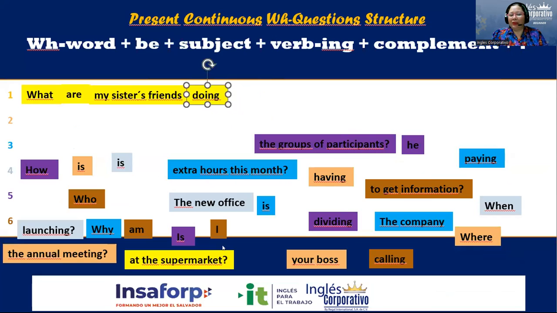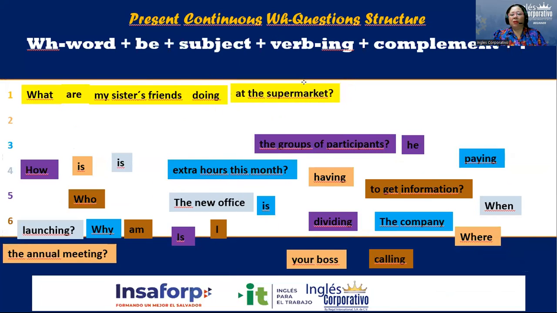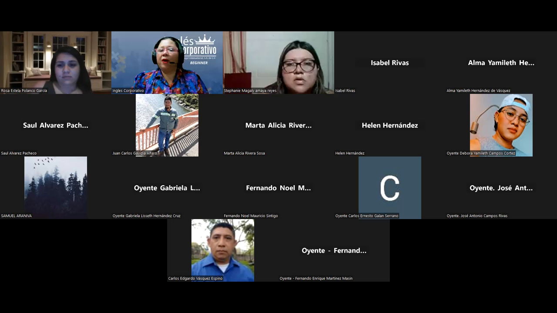And then the complement, right? At the supermarket. Remember the question mark. Maybe the question mark is separated, so it will be more difficult. Okay, then I have the first one. What are my sister's friends doing at the supermarket? All right, I did it. Now you continue with number 2, 3, 4, 5, and 6, according to the colors, the structure to form the WH questions with the present continuous. Okay, are we okay so far?